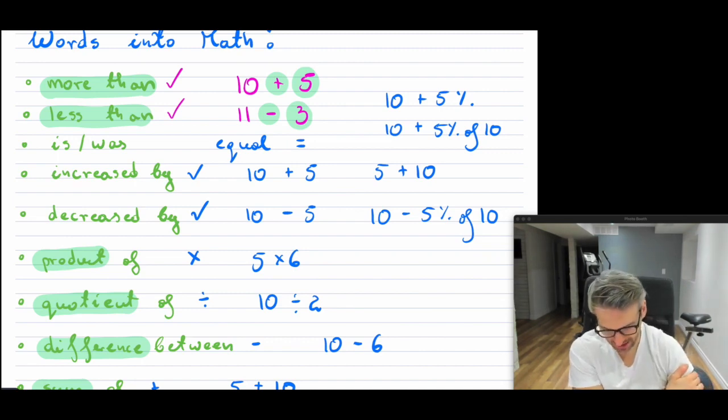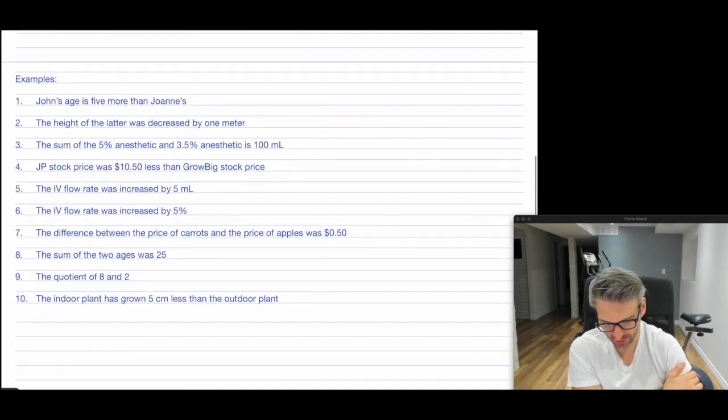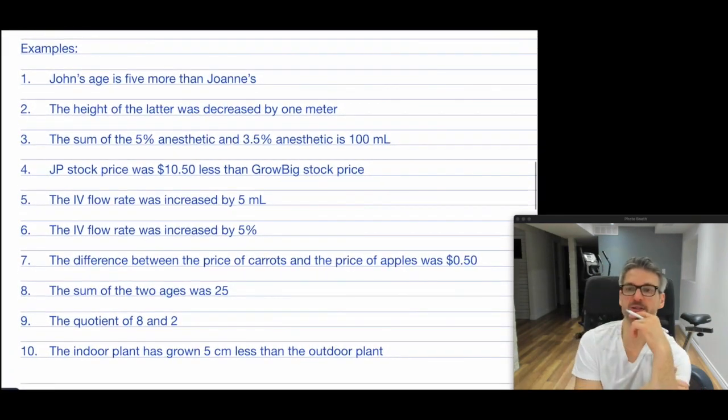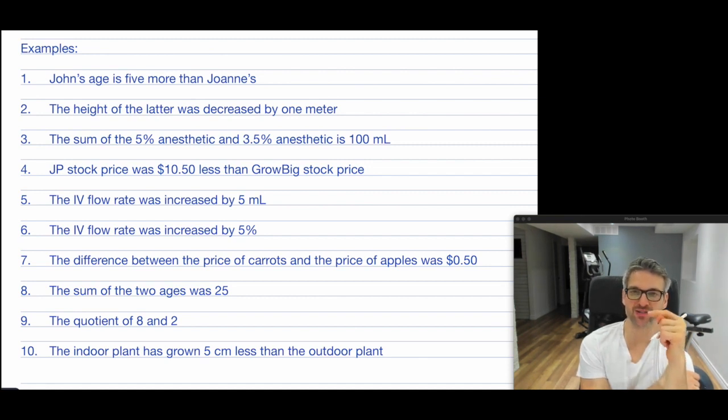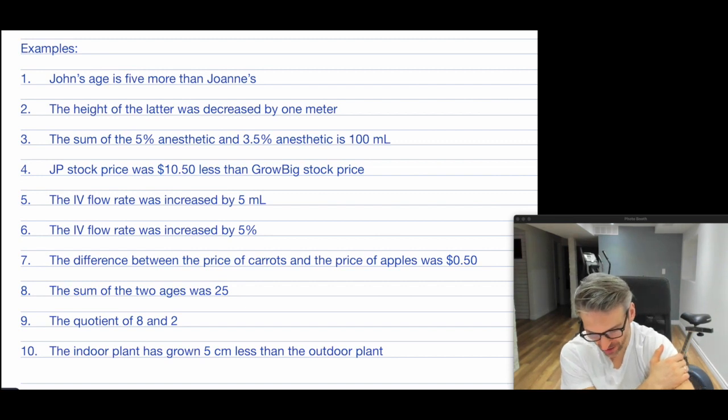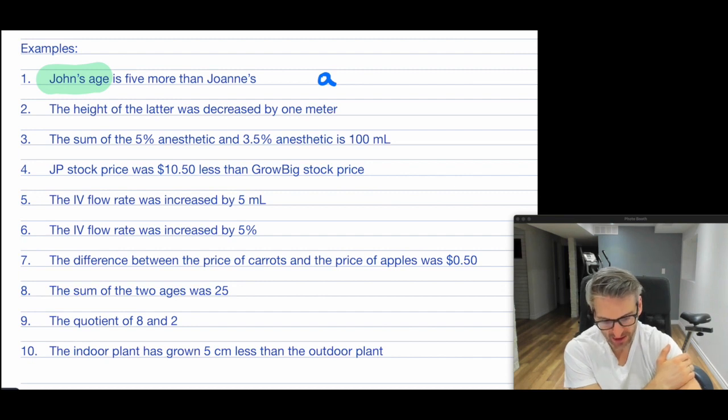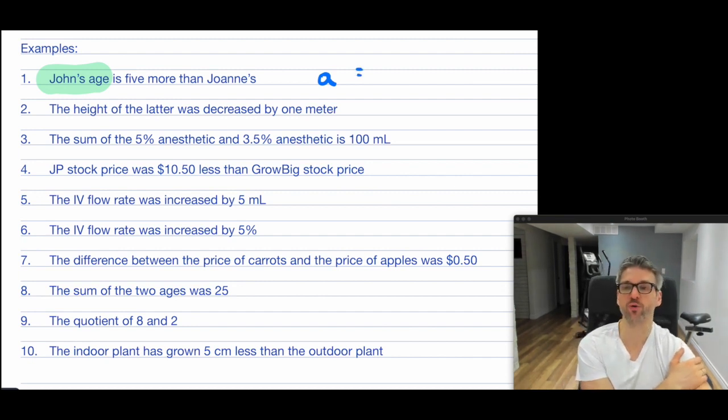Now I want to show you some examples where these come up in word problems. So here it is: John's age is 5 more than Joanne's. The word is right away tells us equal. And notice how hard this is in terms of translating. You have a lot happening here. So John's age, let's say age of John, is equal to, that's the word is.